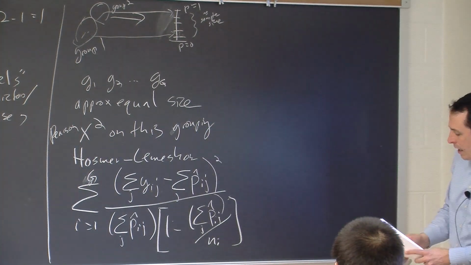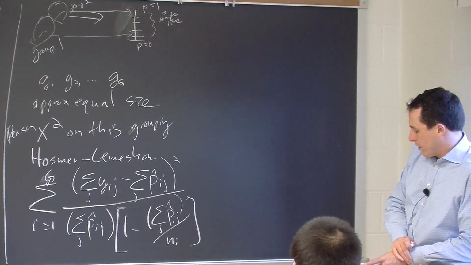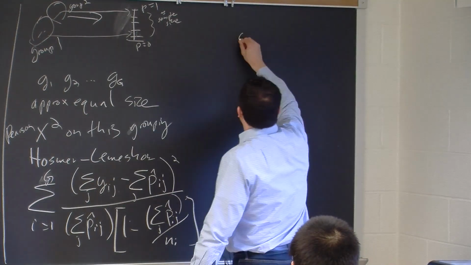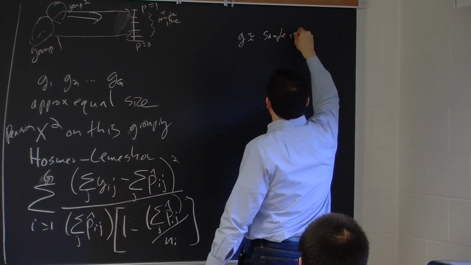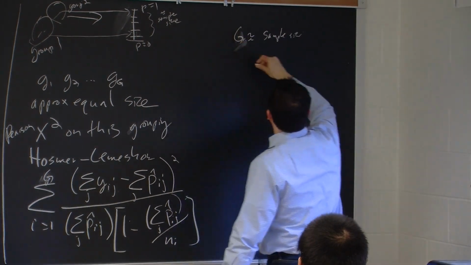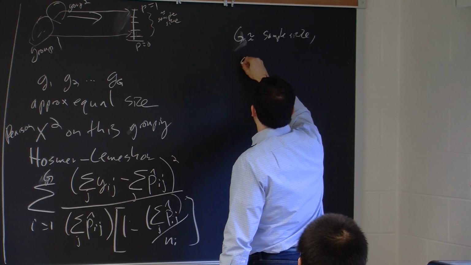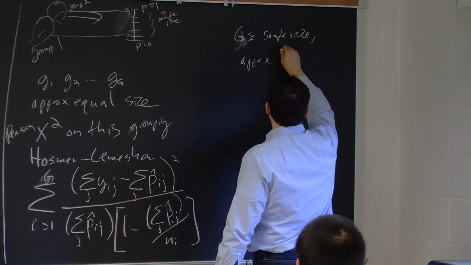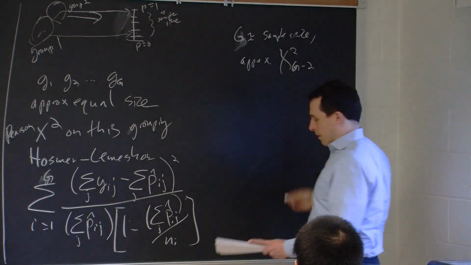You compute it. It's not asymptotically chi-squared in general, but when G is approximately equal to the sample size, big G, the number of groups, then it's approximately chi-squared with G minus 2 degrees of freedom.